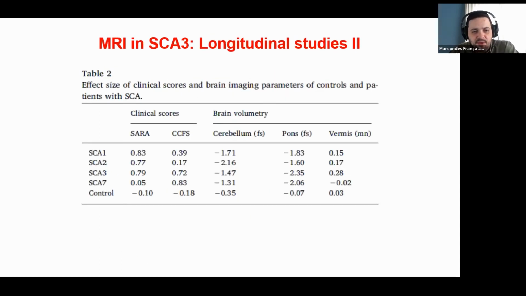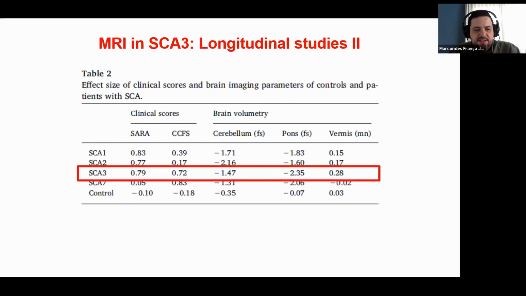And they also made a step forward and tried to compute the effect sizes of these imaging parameters in comparison to clinical scores. So in brief, I think the main finding here is that brain volumetry data had much higher effect sizes when compared to clinical scores, namely the SARA score and the CCFS score.